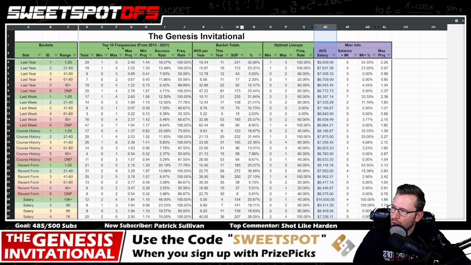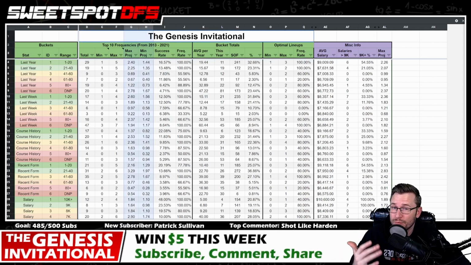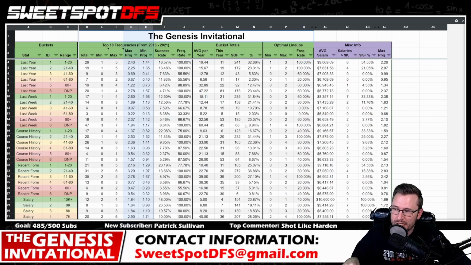Basically what we're going to do is go through each of the stats, each of the buckets within those stats, and the projections that go along with it to give you an idea of where to start building your lineups from. Just to remind you, this is to help you diversify your lineups. The bucket system analyzes the top 10 of every single year that this tournament's been played, and it determines a projection based off the success rates of golfers in these buckets, as well as the quality of golfers in the field within those buckets.